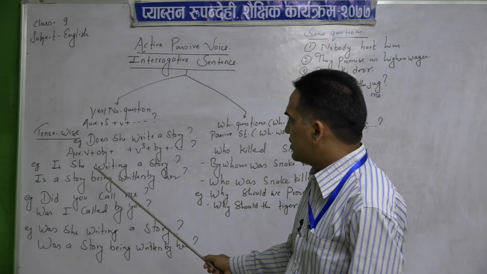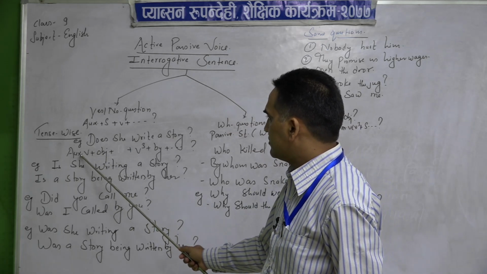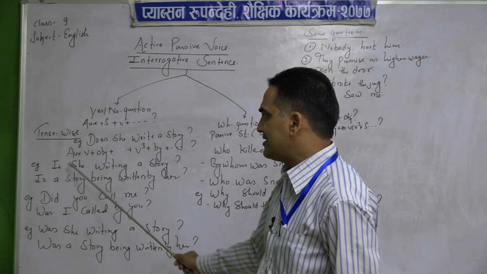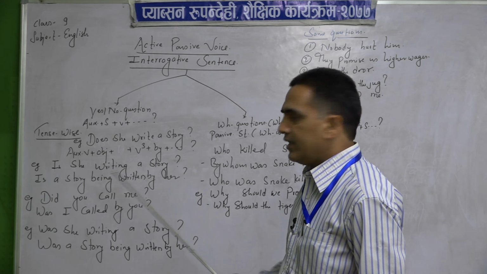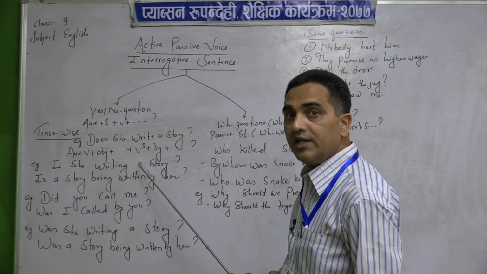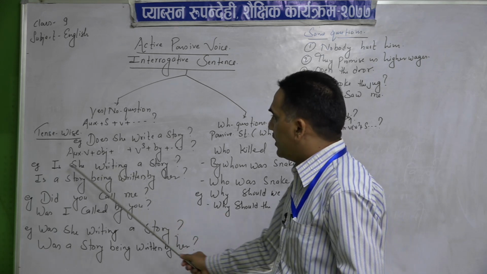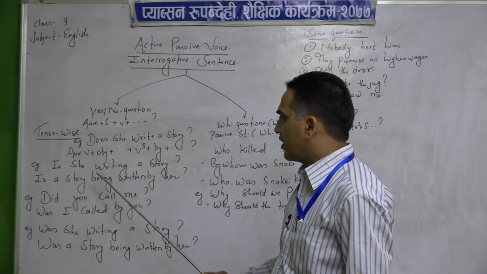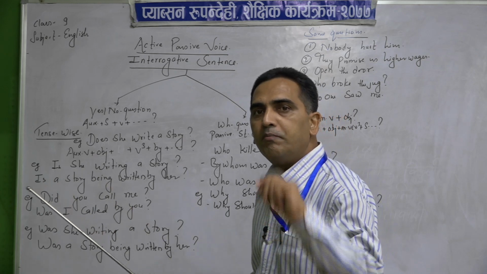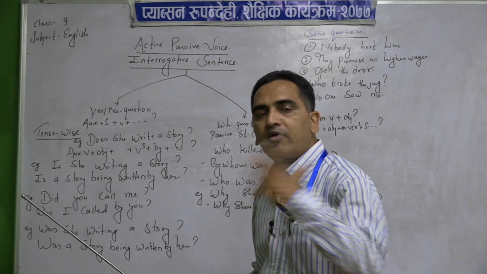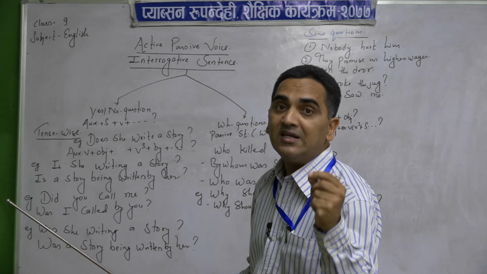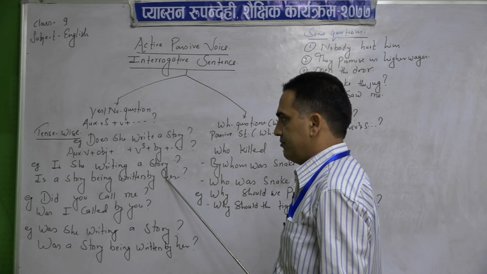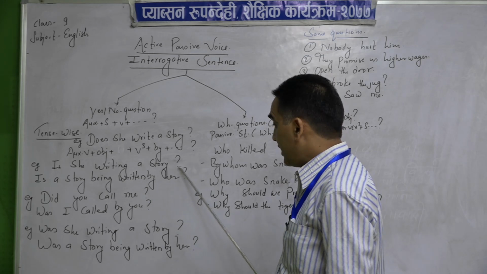Another example: here it is written in present continuous tense. My dear students, is she writing a story? In present continuous tense, what do we have to use? Auxiliary verb plus object plus being. In continuous form, being is used, and in perfect form we use been. So: Is a story being written by her? Now it is passive, and at last a question mark.